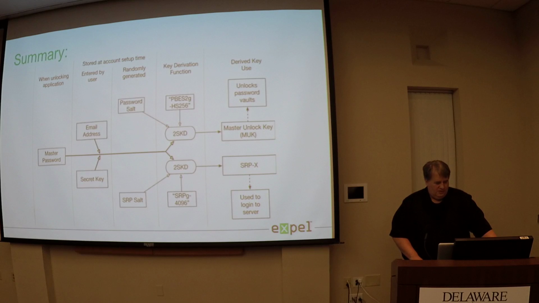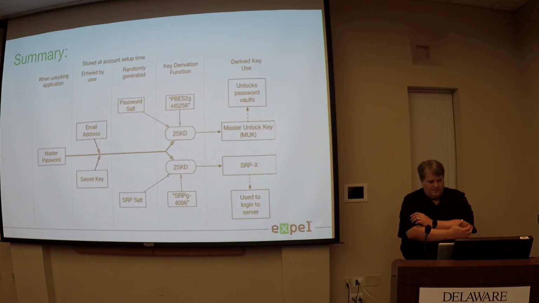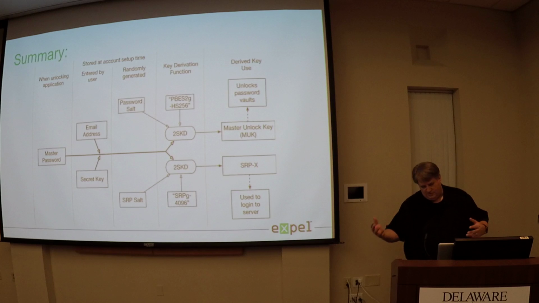So these are the two-secret key derivation again. Everything takes the master password, your email address, it's stored in the account. When you create it, there are randomly generated salts, both for the password and for the SRP. And then you've got different names for the algorithms. Those are used to generate the final keys that you use for local vaults or for the server.